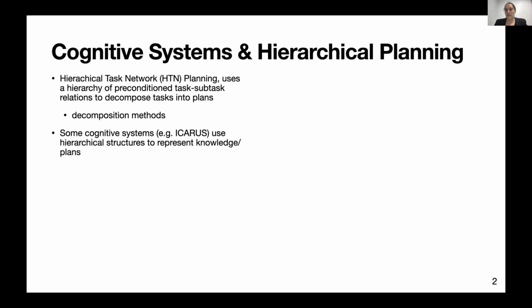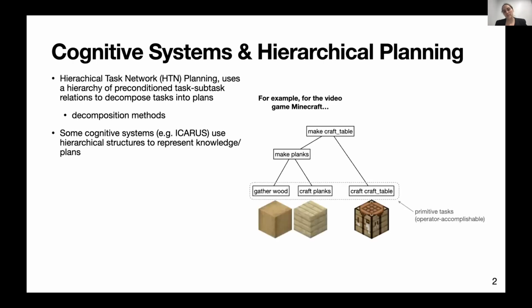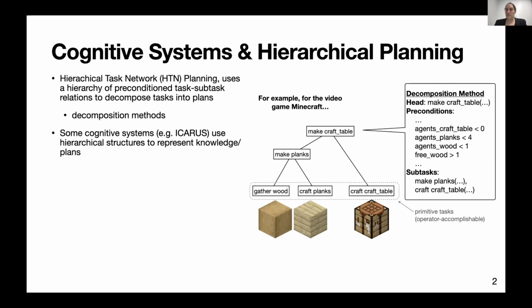For those unfamiliar with decomposition methods, I have an example. This is taken from the video game Minecraft. If we have the task to make a crafting table, we can decompose it into making planks, which are used to make the crafting table, and then crafting the crafting table. The decomposition method looks something like this, where we have the head, which is the make craft table task, and then preconditions and subtasks.